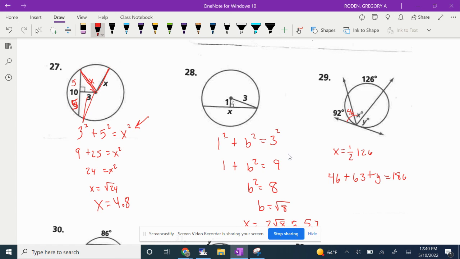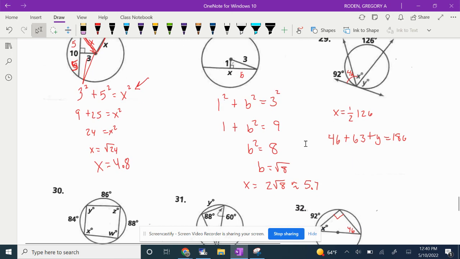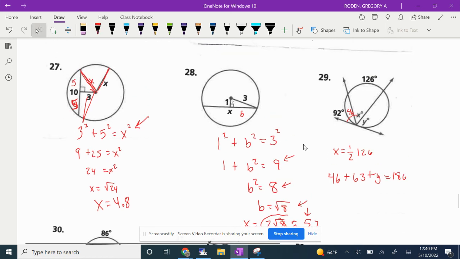Let's see here. This one right here, you want to find x. What I did is I found b right here, and then I'm just going to multiply that number by 2, and that will give you x, the whole thing. So 1 squared plus b squared equals 3 squared. So 1 plus b squared equals 9, b squared equals 8. b equals the square root of 8, and then you got to multiply that by 2, and you get about 5.7.